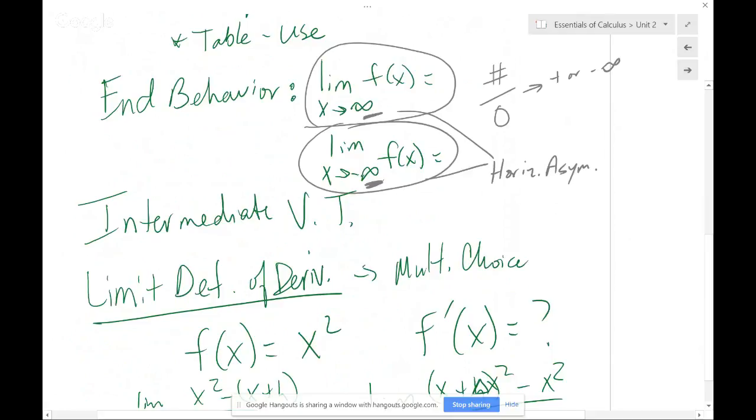Use those rules that I went over: little over big, big over little, and when the powers are the same, you take the coefficients. All right. Make sure you know how to do the intermediate value theorem. I saw some of us working on the board today on the intermediate value theorem. There will be a problem with intermediate value theorem.